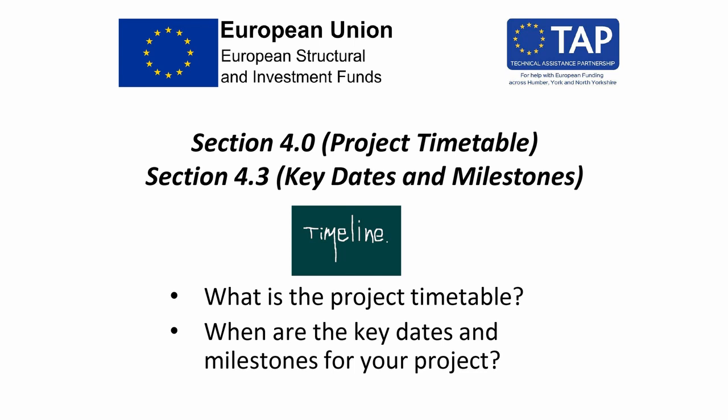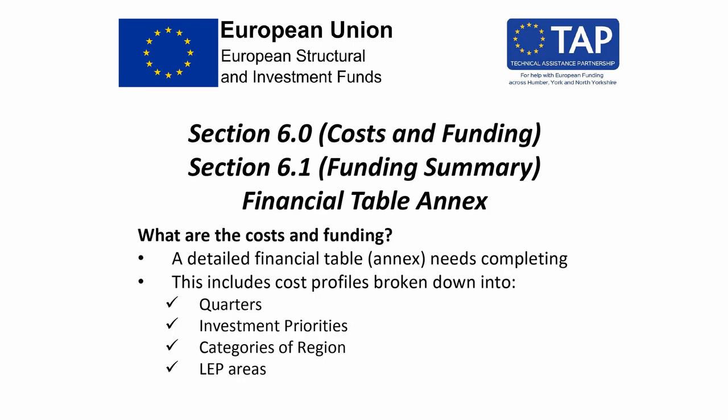Section 4 and 4.3 are concerned with the key milestones of your project. The EU funding takes time and can take up to a year from outline application to actually getting a contract in place. Milestones may include a project start, staff recruitment, planning permission, delivery of activities, key meetings, evaluation and project close.